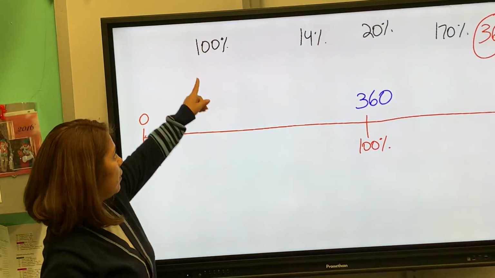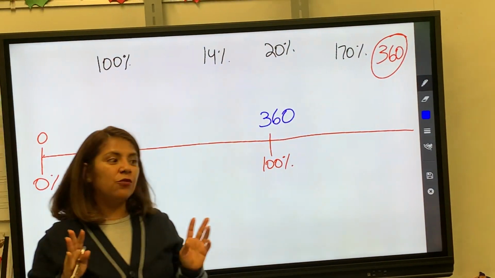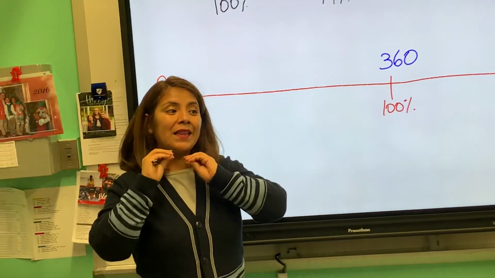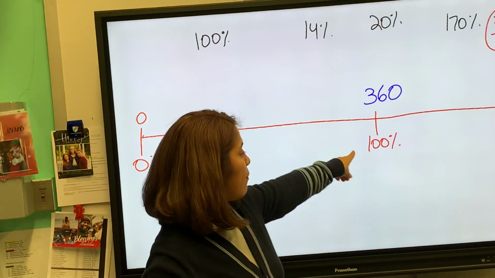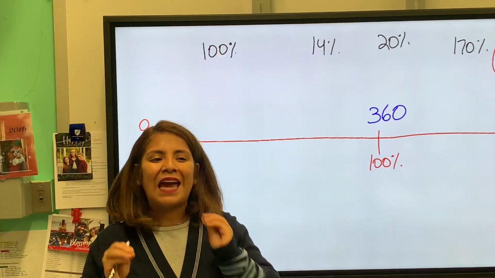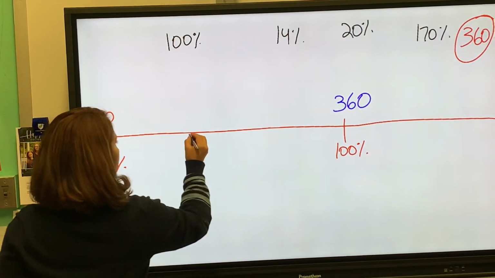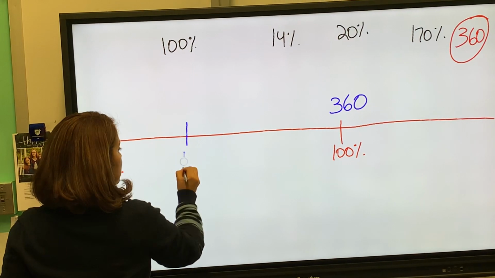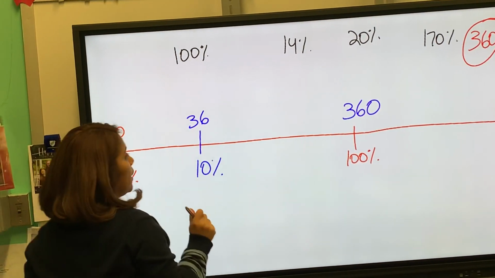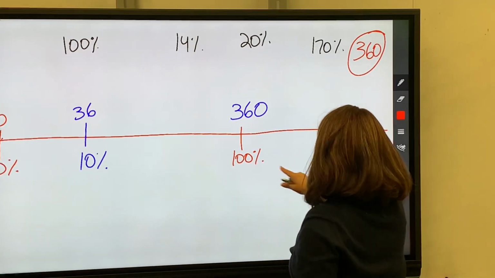I noticed that I have here 14%, 20%, and 170%. The first thing I want to do is find my 10%. If I know that my 100% is 360, who would like to tell me what will be my 10%? 36. How did you find that out? So you're saying, Ms. Venancio, 10% will be equal to 36. Go ahead, explain. Because you take away the 0. Okay, so we're getting rid of a 0.